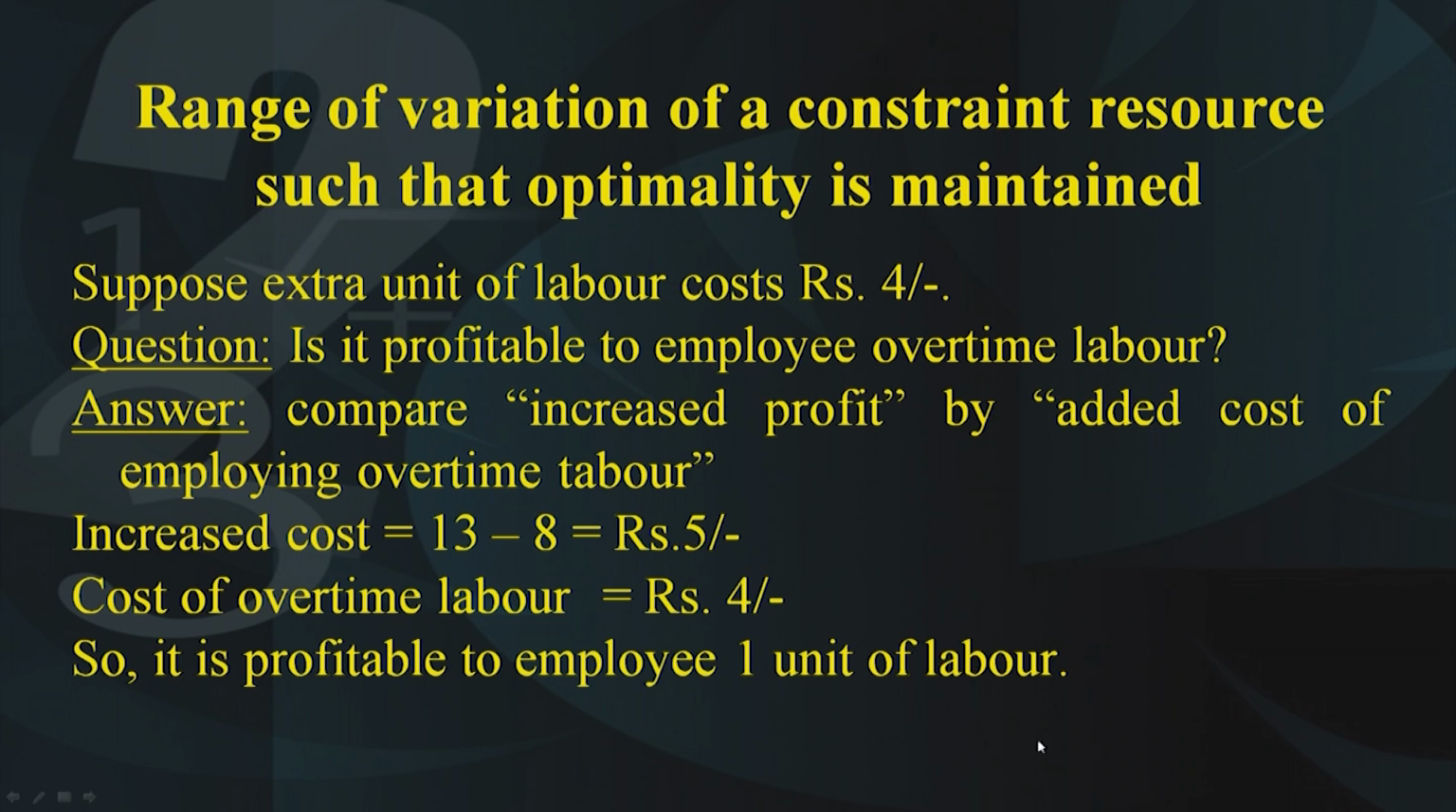What are the two quantities? First one is the increased profit. What is the increased profit? And we will compare it with the cost of the overtime labor. So, the increased profit is nothing but 13 minus 8, earlier it was 8, now it is 13. So, the difference between 13 and 8 is 5 rupees. However, the cost of the overtime labor is rupees 4. So, what does this indicate? This indicates that it is profitable to employ 1 unit of labor, because the cost of employing labor is 4, which is less than the increased profit, because the increased profit is 5.